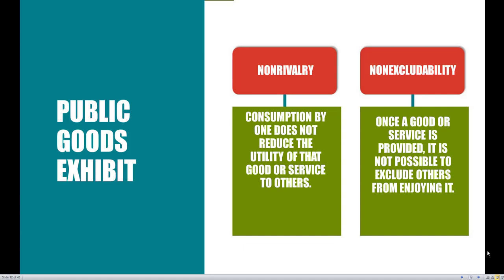The second market failure we're going to focus in on is a public good. So remember that a public good has two main characteristics and features. Number one, non-rivalry, which tells us that consumption one by one does not reduce the utility of that good or service to others, meaning that we can use the same good all at the exact same time and not lose any utility from it.